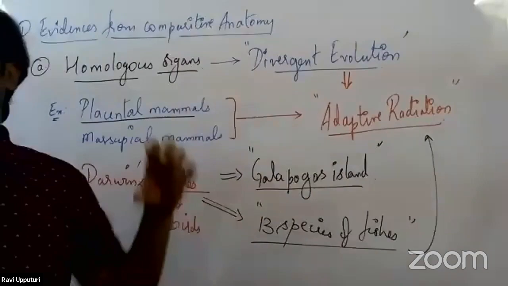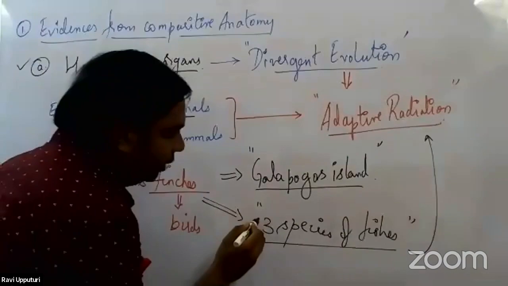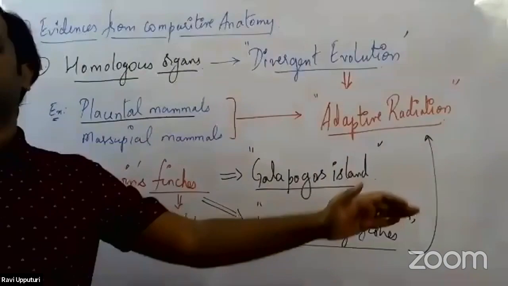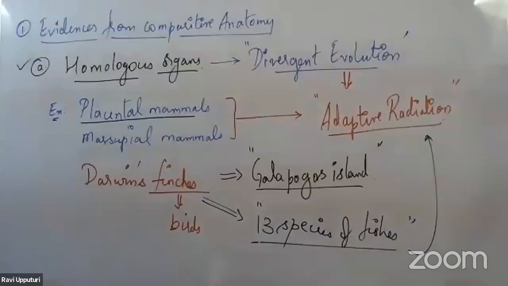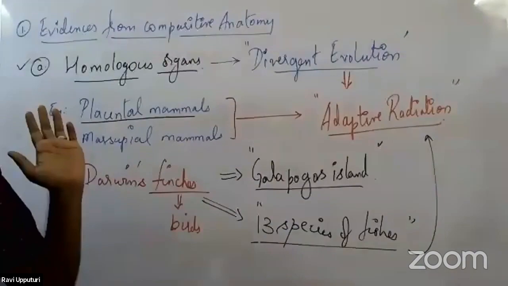So one species of organism giving rise to several other species, leading to the evolution of several other species, we start calling it adaptive radiation, right? So these are the two examples we can give with regards to adaptive radiation. So quickly let us go through what exactly is this homologous organ.